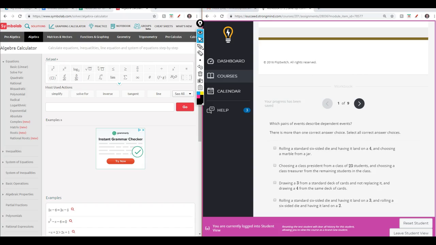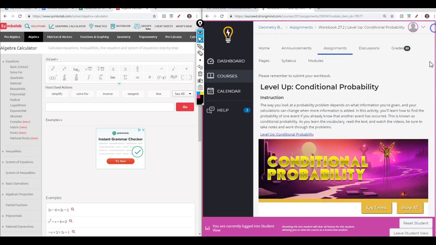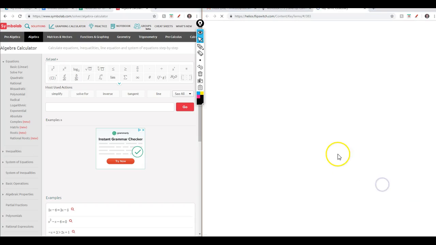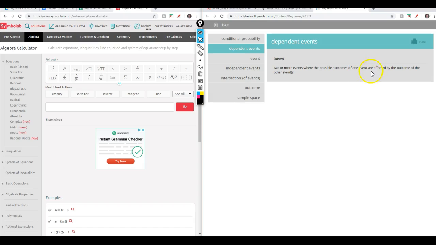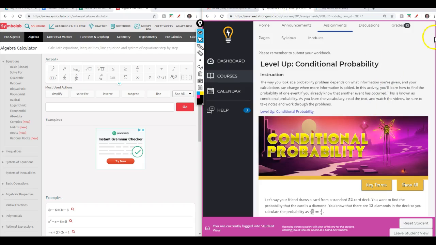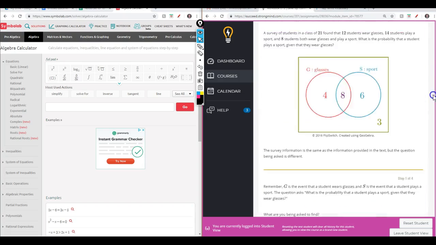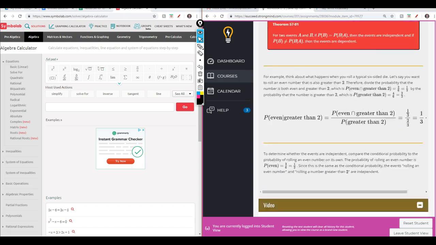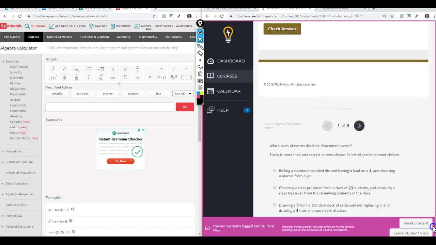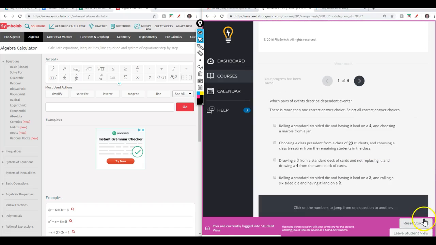So if I didn't remember what a dependent event was, I would go up here to key terms, select that, click on dependent events. Two or more events where the possible outcomes of one event are affected by the outcome of the other events. So one affects the other. So then when we look at this, we're looking for one that's going to affect the other.